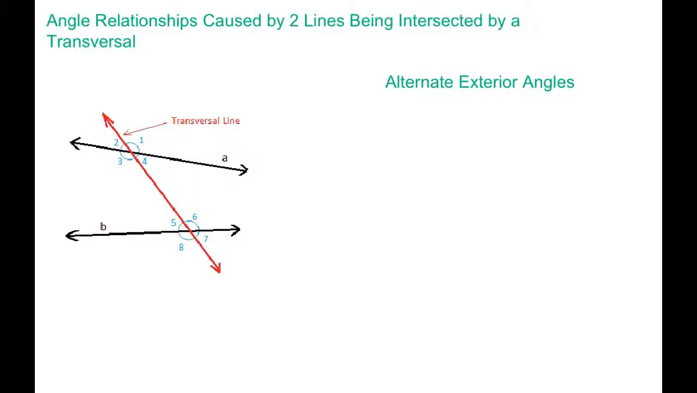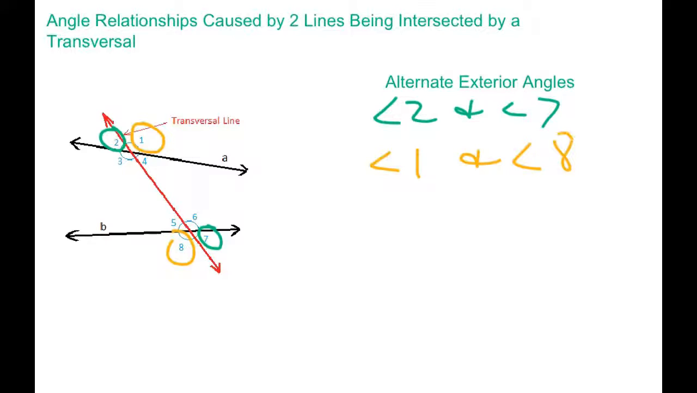All right, next is alternate exterior angles. Same idea, exterior, they're the angles that are on the outside. That's angle 1, angle 2, angle 7, and angle 8. Alternate, on different sides of the transversal. So I'm looking here, I see angle 2 and angle 7. They're both exterior and they're on different sides of the transversal. And then I also see angle 1 and angle 8. They're also exterior and they're on alternate sides of that transversal.